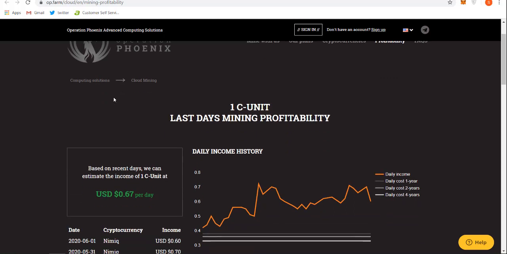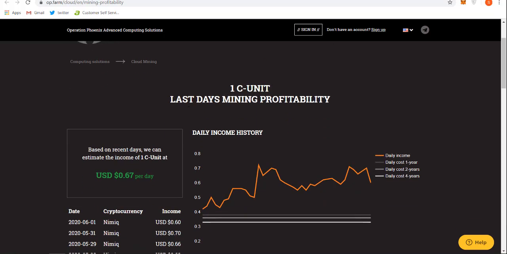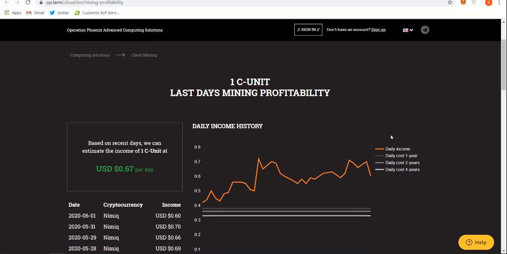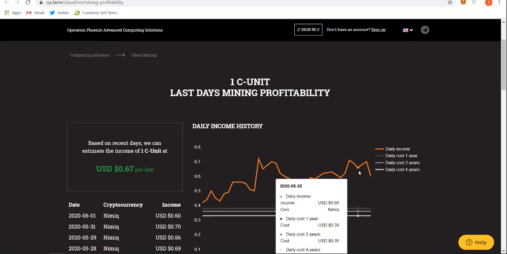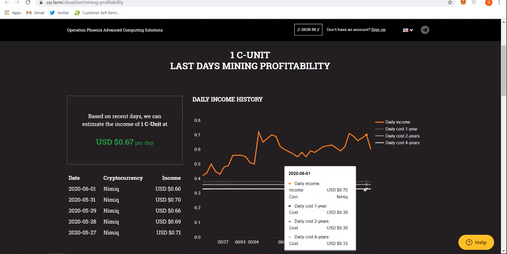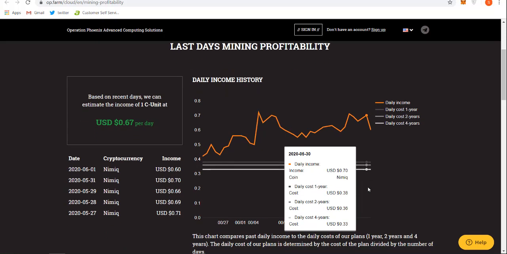And this is the profitability of it. 1C unit last day mining profitability means this is the daily income history. This line shows the daily income, and the daily cost is also mentioned over here for 1 year, 2 year and 4 year. For example, if you choose 1C, then the daily income will be $0.70 and the coin name is Nimic, and the daily cost for 1 year will be $0.38. So it will be more profitable if you choose a long-term plan.